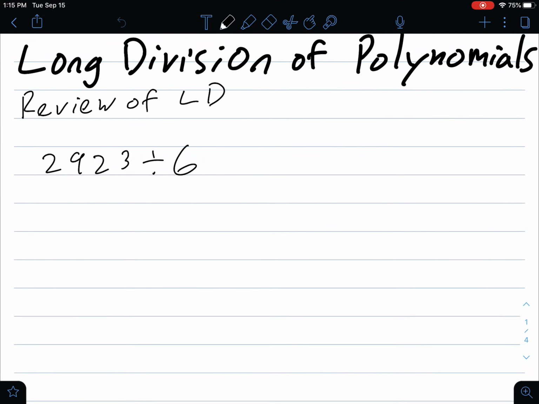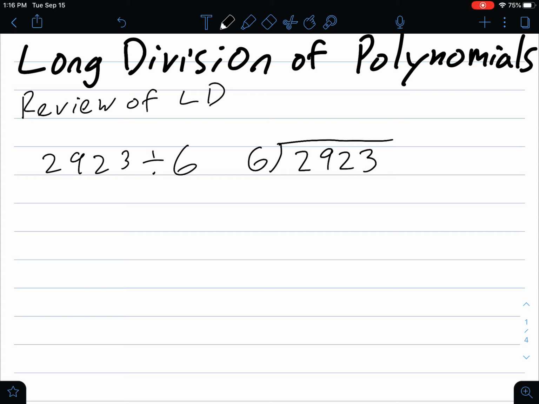In order to divide polynomials with long division, we need to first review dividing numbers with long division. Now, this is probably not something you've seen in a while, so let's review it. We're looking at 2,923 divided by 6. Now, we translate this into long division. That's going to put the 6 on the outside. 2923 is going to go on the inside right there.